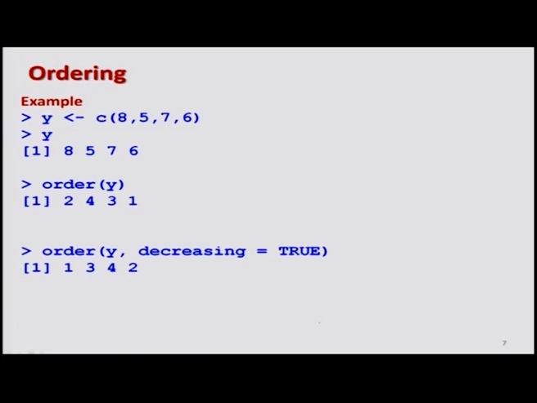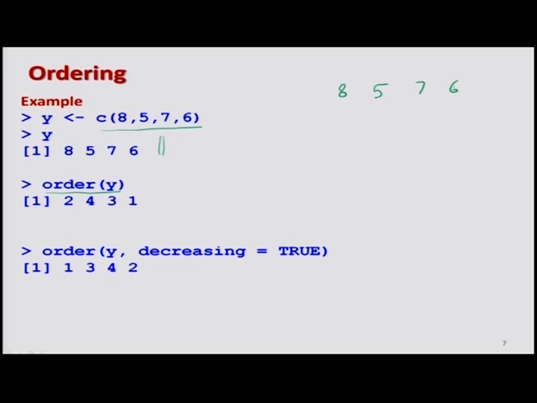Now, I take the same data set y, which contained 4 values: 8, 5, 7 and 6, that we can see here. When I say order of y, what do you think should happen? We have seen that I have 4 values 8, 5, 7 and 6. There are 4 values, so we have to find out their position. Now, there are two types of position.